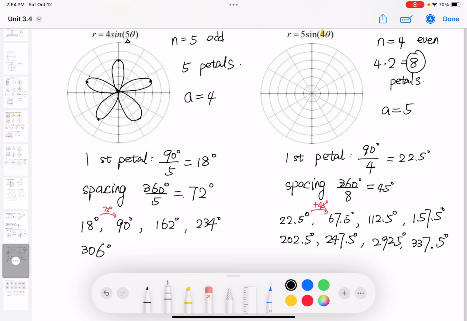First one is 22.5. So it's about here, because this is 30, less than that. And second, I didn't talk about the A. A is 5. So 1, 2, 3, 4, 5. Okay, my first point is here.